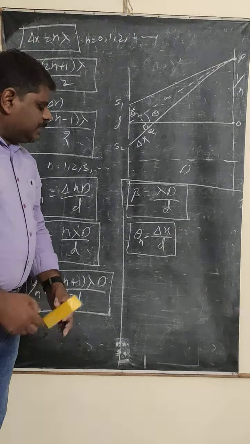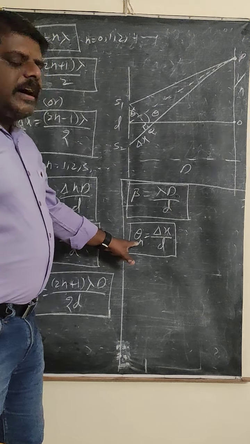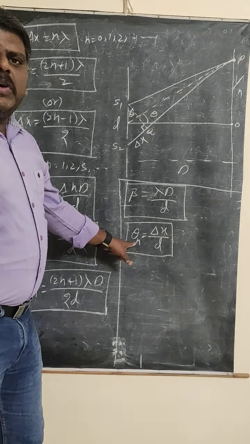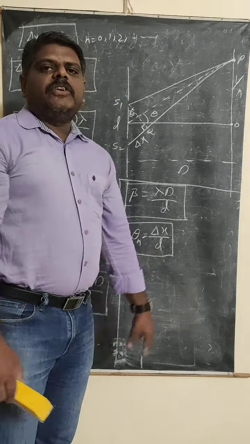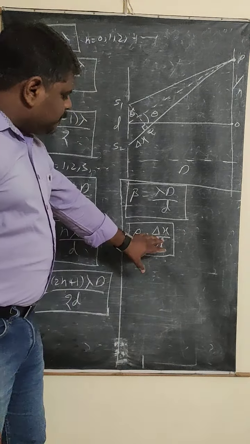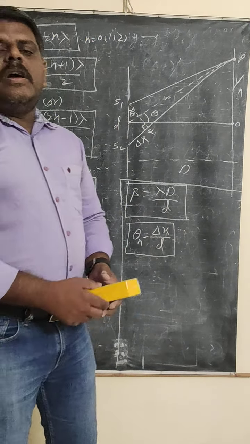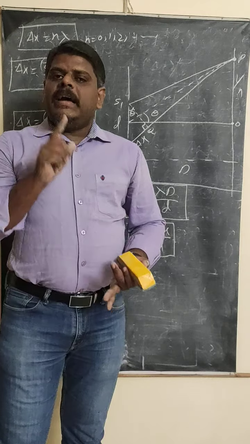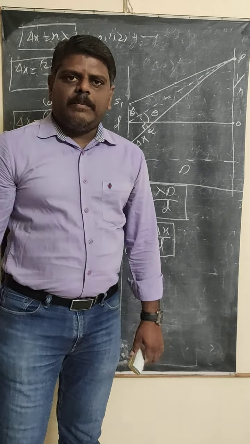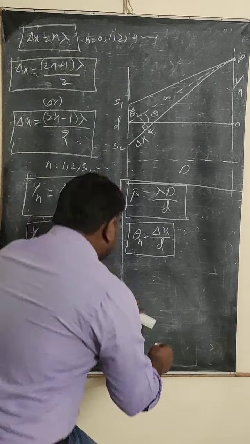Okay, what does theta n represent here? The angular width of the nth band. We don't know whether it is bright or dark, because we are directly taking only the path difference. Using this path difference, you can directly write the angular width of the nth bright band and the angular width of the nth dark band. Can you write down the formulas? Let us see what happens here.